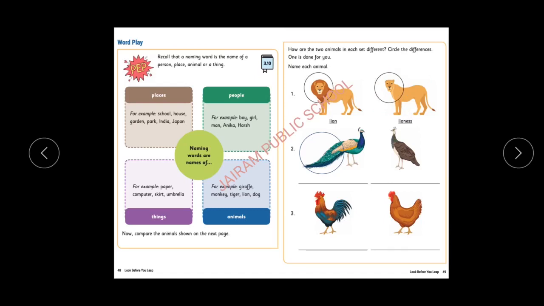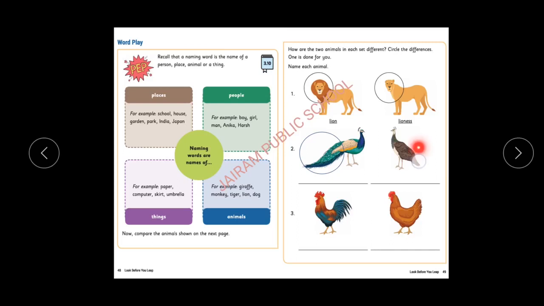Look at the first one. What animal is this? Yes, this is a bird. What's the bird's name? The bird's name is peacock. Let's see the difference first, then we'll write the name of the animal. I have given one circle already, the feather. Look here, colorful feathers as well as long feathers are there. It is the tail of the peacock.